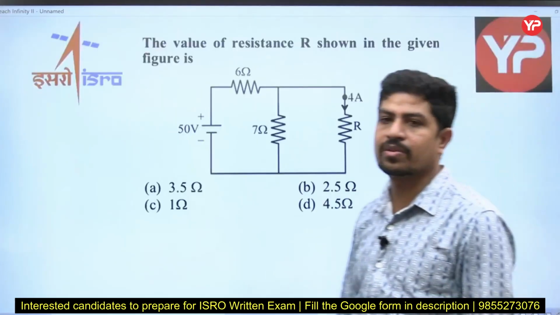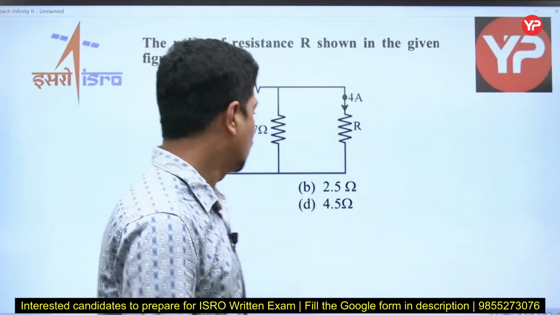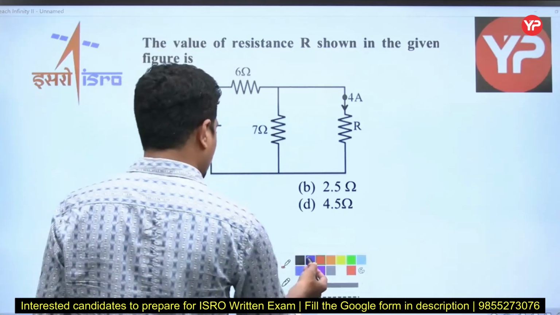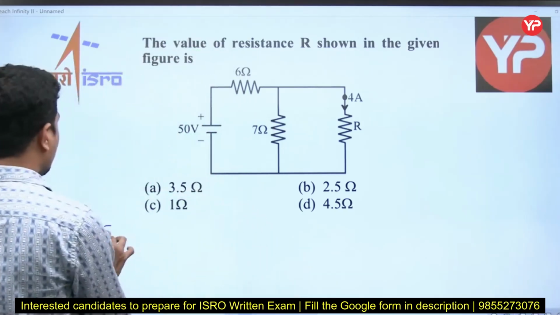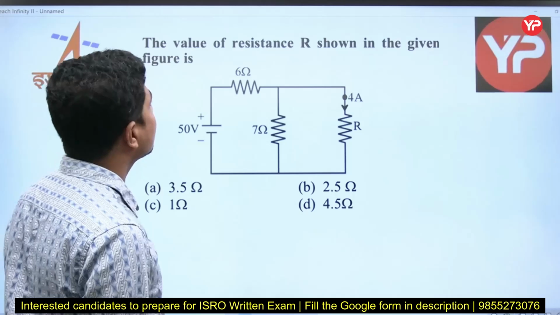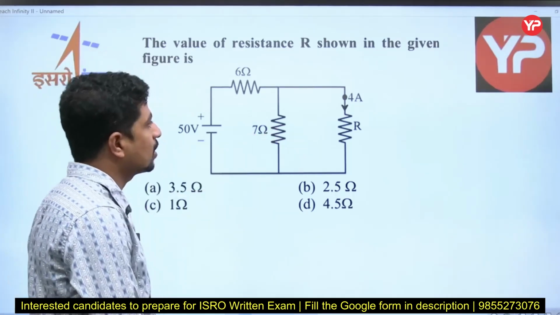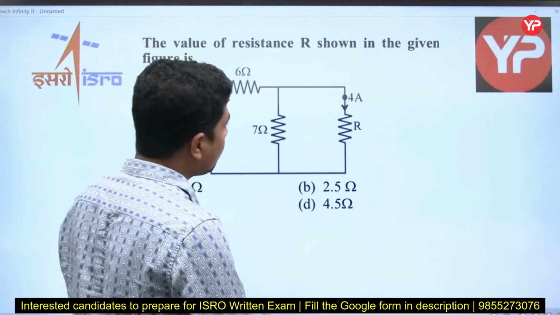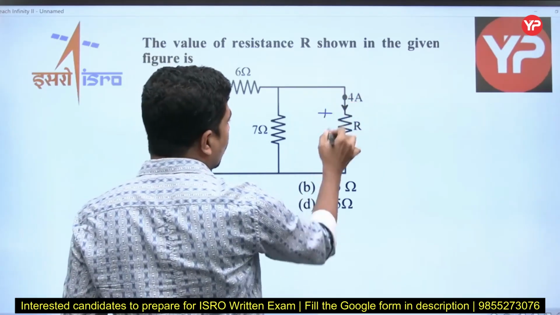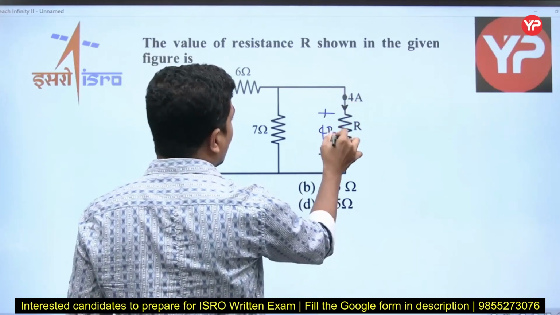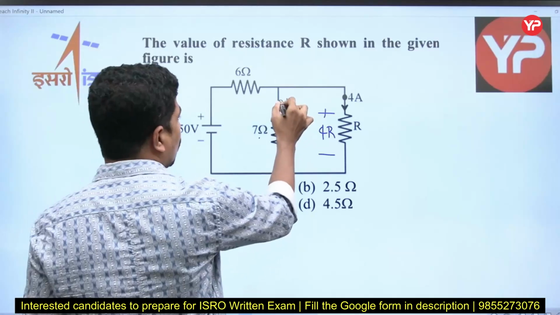Forget about the options, maybe options got missed over there, right. Now look at this question carefully. What is it saying? The value of the resistance R shown in the figure given below is, he is asking about the resistance R. Good question. 4 amperes is entering here, then what is the voltage here? This voltage is 4R, no? This voltage is also 4R, why? Because both are in parallel.